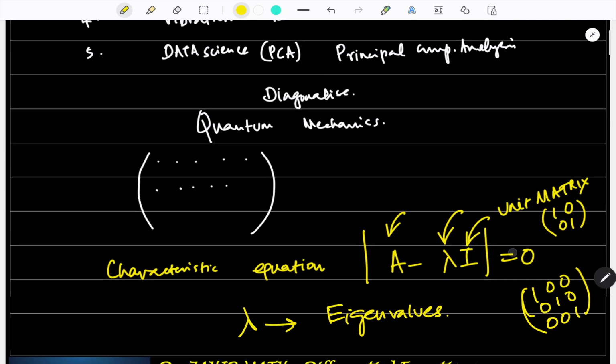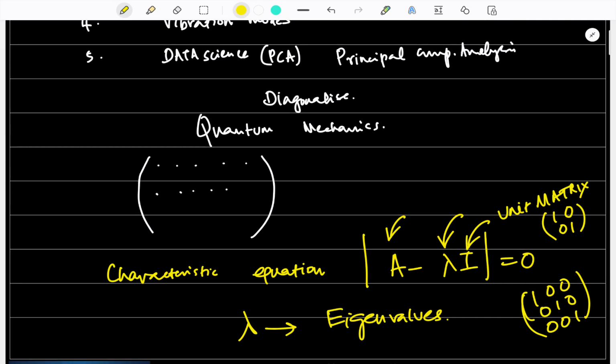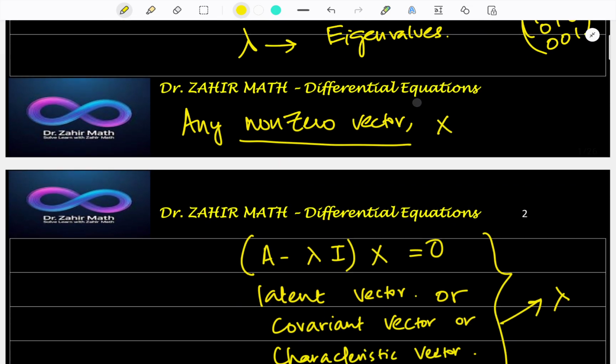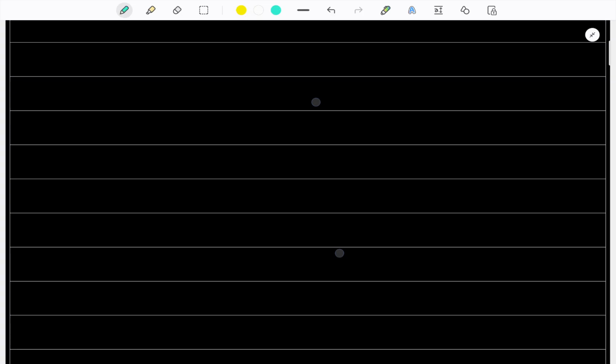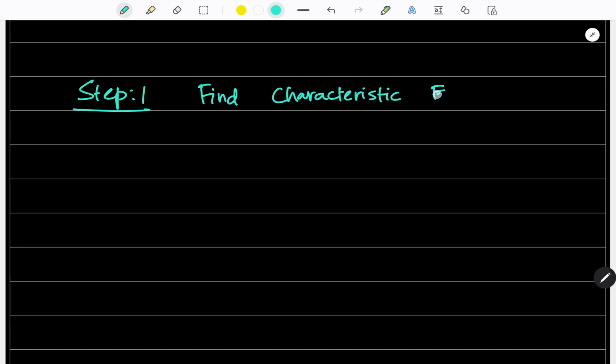I hope you understood, but going like this is not easy for you. I know you all like step by step. What is step 1? What is step 2? Step 3? In step number 1, you are going to find the characteristic equation.